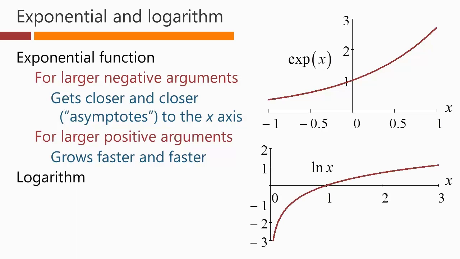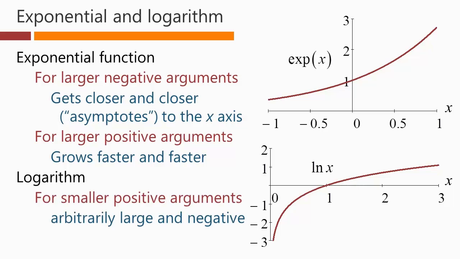The logarithm, the inverse operation of that, is a function that grows rather slowly in the forward direction. The logarithm of 1 is 0, and as we go below the number 1, taking logarithms of numbers smaller than 1, the logarithm function becomes larger and larger and larger in negative numbers, and it gets infinitely large as we get arbitrarily close to 0 with the x. So for smaller positive arguments, it becomes arbitrarily large and negative.